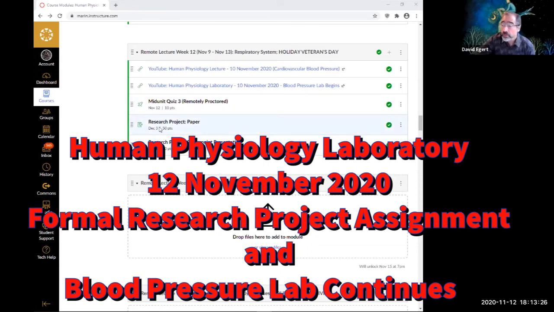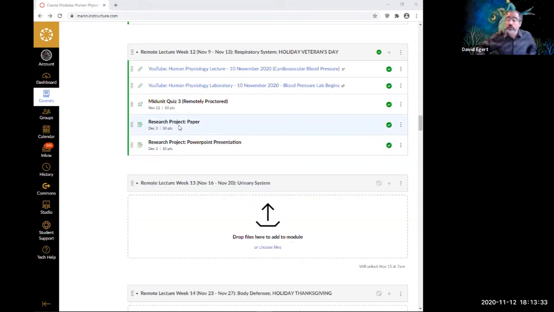Their research project topic ready to go. And I figured I'd give you the more formal assignment so you know what it is. So in case it's something you want to get started on, you have all the information you need.